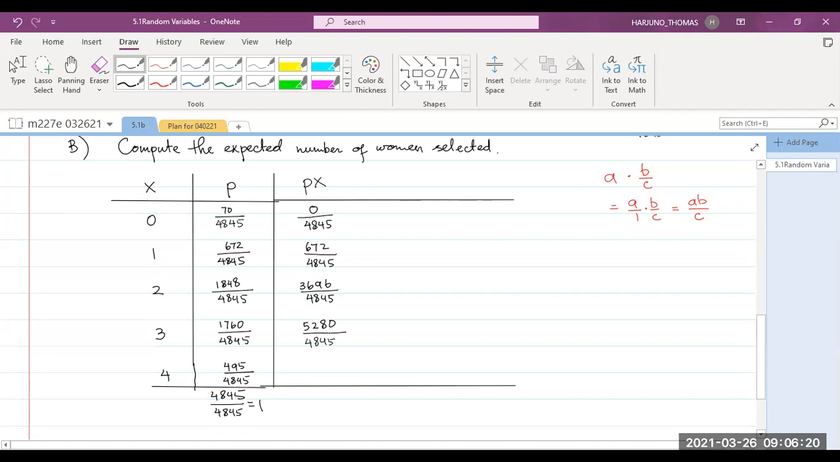Okay, and then lastly, this will be 1980, I believe, over 4845. Any questions so far?